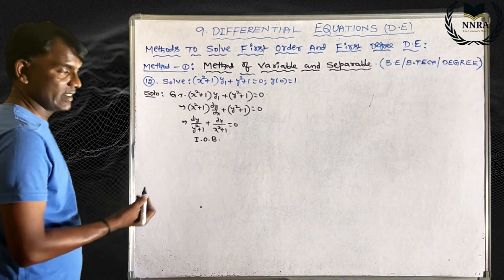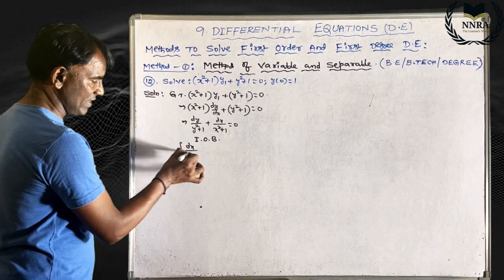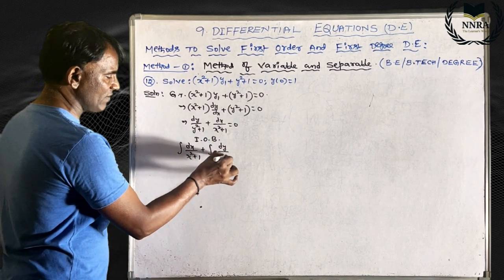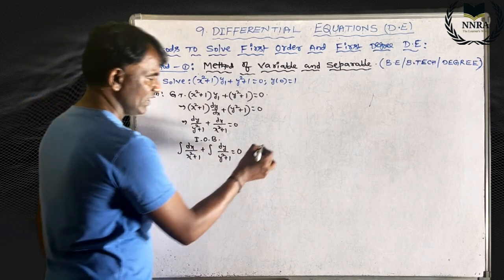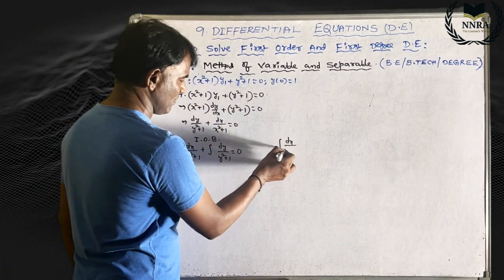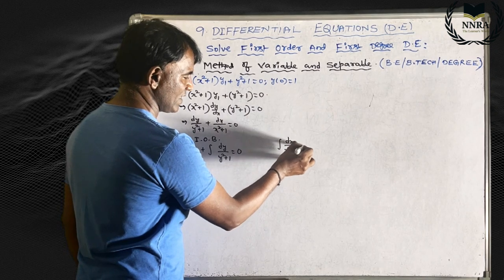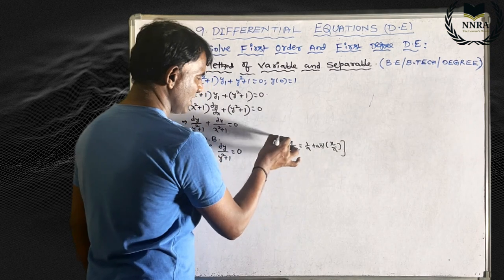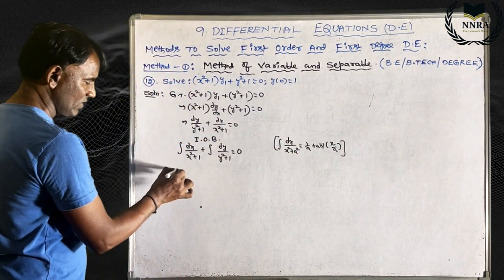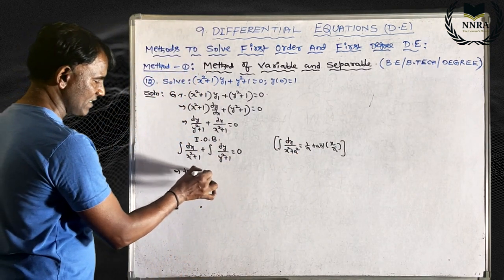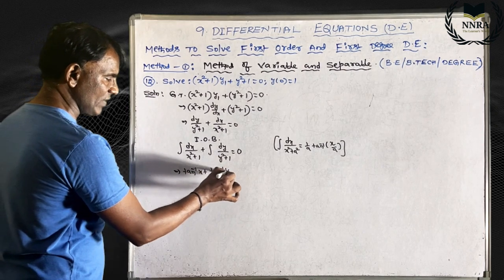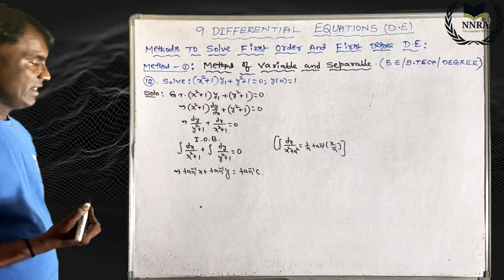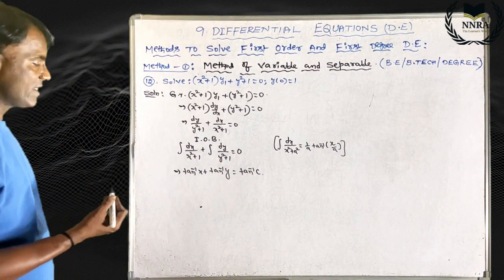Integrating on both sides. So first I am writing the x term, dx by (x square plus 1). Second one, dy by (y square plus 1) equal to 0. And this is the formula: integral dx by (x square plus a square) equal to 1 by a tan inverse of x by a. Clear? And what is the value of a here? 1. So this can be written as tan inverse x, and that can be written as tan inverse y. Actually it is c, but that also can be written as tan inverse c. And this is the direct formula. Tan inverse x plus tan inverse y.